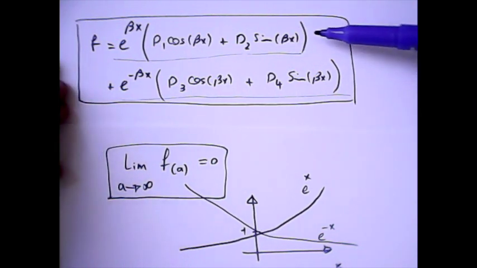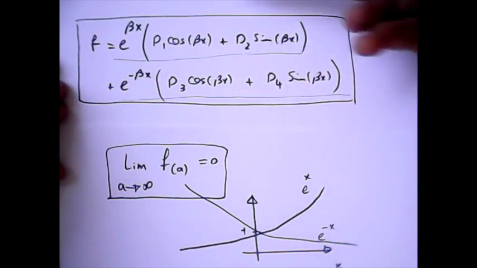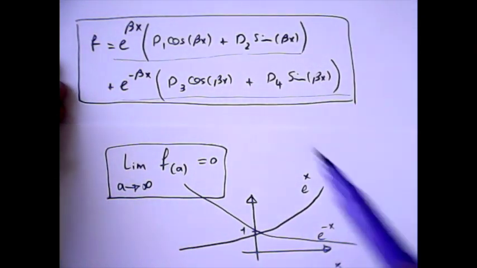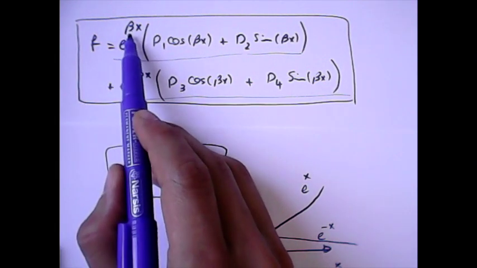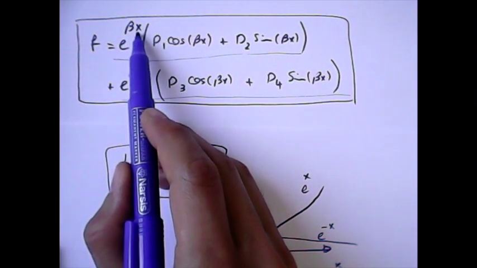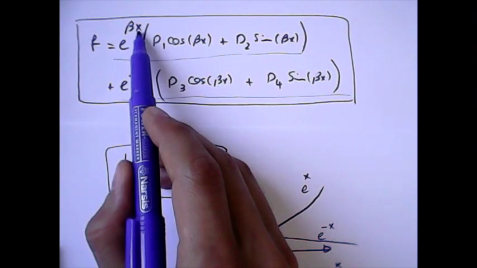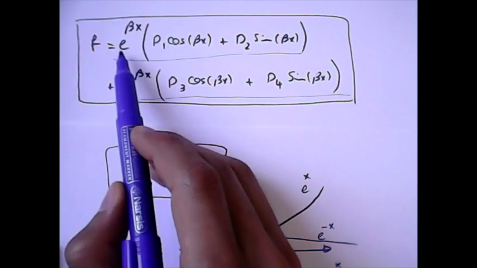So we kind of need to cancel out this first term on top. But how could we do that? e to the power beta x, we couldn't do anything with beta, and x is growing to a very large number, infinity. So we cannot do much about this term here.